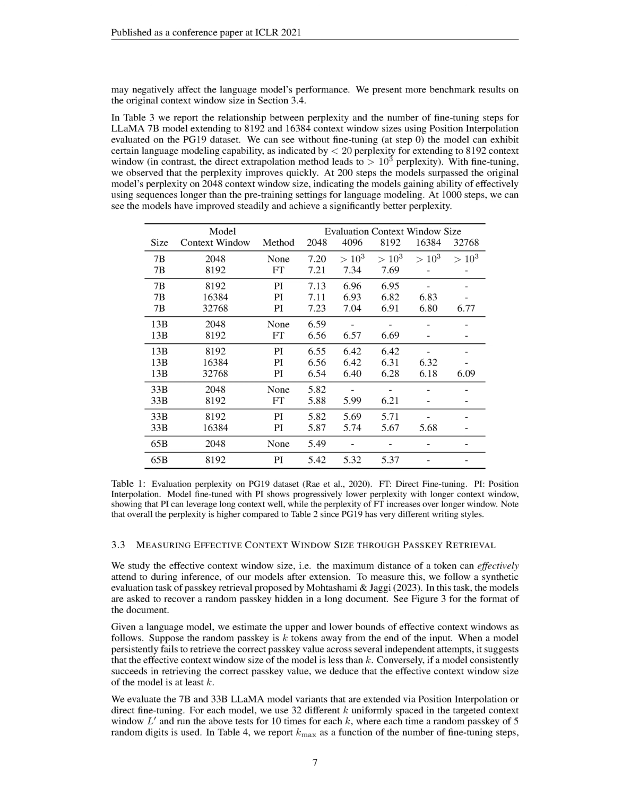Section summary. The effective context window size, which refers to the maximum distance a token can effectively attend to during inference, is measured through a synthetic evaluation task called Passkey retrieval. By testing the ability of models to retrieve a hidden passkey in a document, we can estimate the upper and lower bounds of the effective context window size. The results show that models extended via position interpolation consistently achieve their desired extension objectives in terms of effective context window sizes, while models extended via direct fine-tuning only see minimal increases in window size.